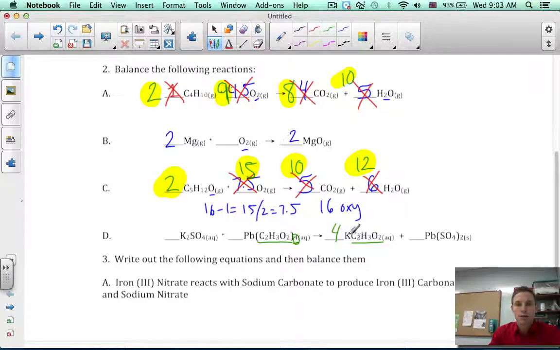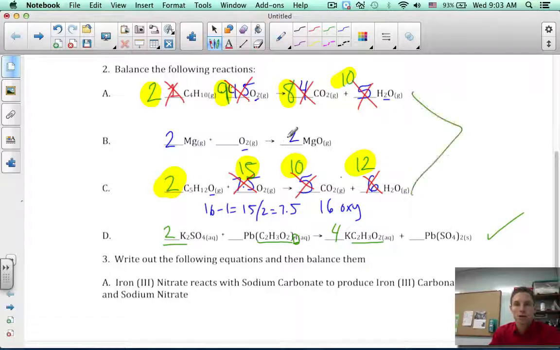So now there's 4 potassiums. I'm going to put a 2 here. Now I have 2 times 2 is 4 potassiums. I also have 2 sulfates, and I also have 2 sulfates. I have 1 lead, and I have 1 lead. We are balanced. This is a double replacement precipitation reaction.